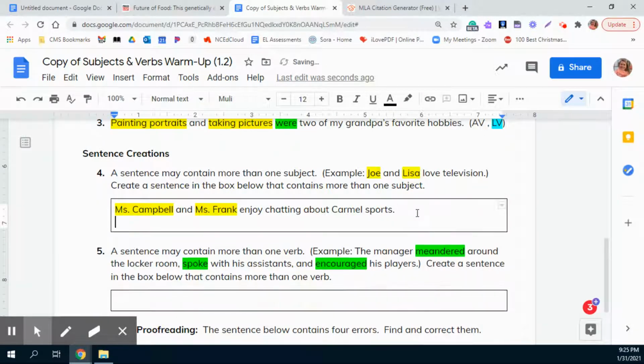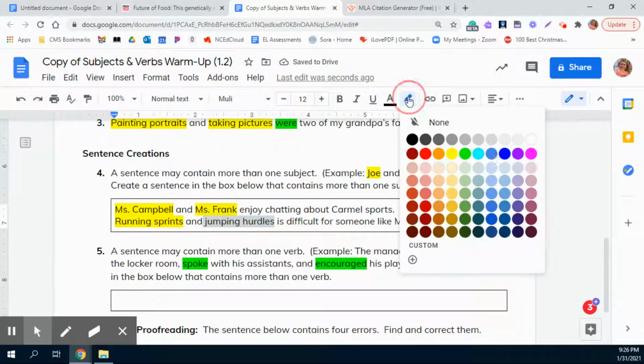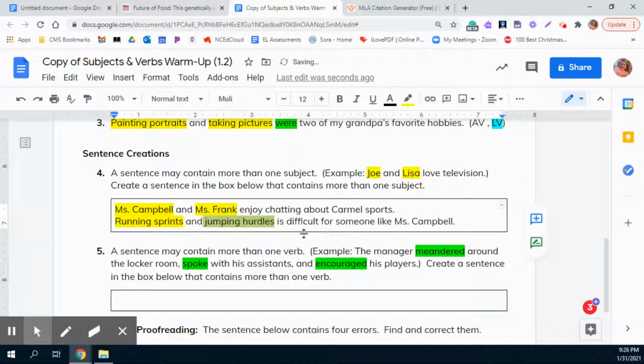I might also put something, I'm going to do something a little crazy, do something with some verbals, like running sprints and jumping hurdles is difficult for someone like Miss Campbell because I'm not very athletic. So running sprints is my first subject, and jumping hurdles is my second subject. And then is my verb, but it doesn't really ask you to identify the verb here.